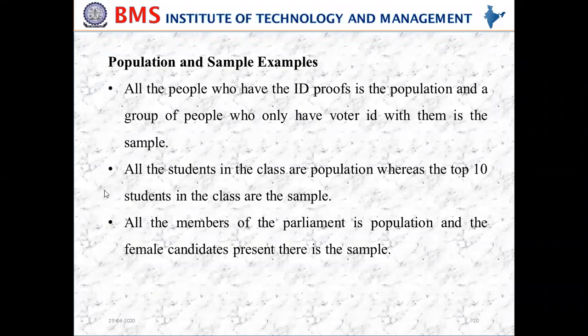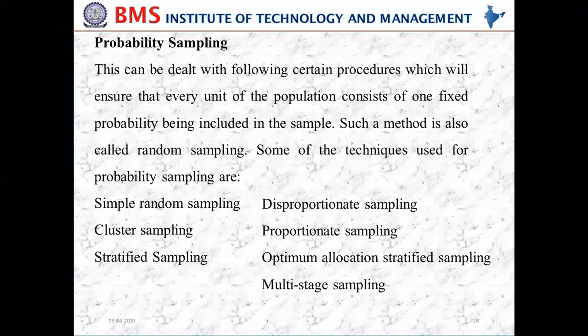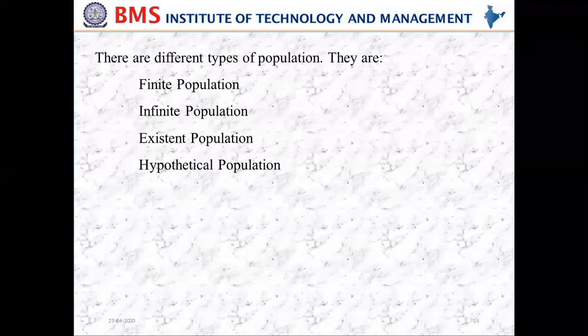Here, all the students in the class are the population, whereas the top 10 students in the class are the sample. The top 10 may be with respect to height, weight, academics or anything. The class strength may be 100, 60 or 70, and out of that we measure only the top 10. This is the difference between population and sample.